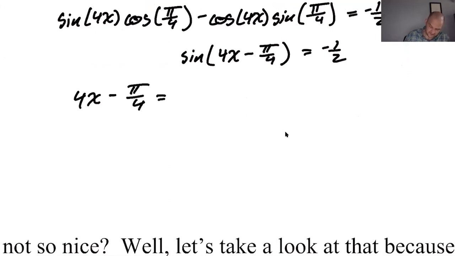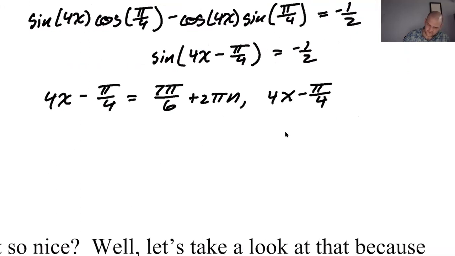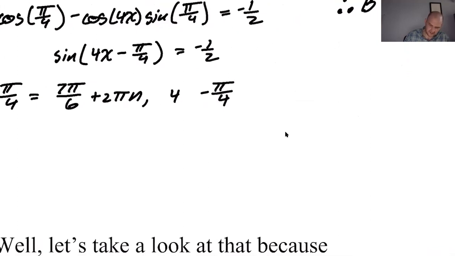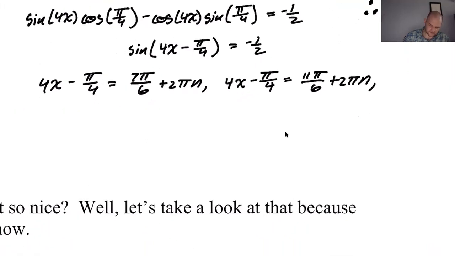Sine rather is -1/2. So 7 pi over 6 plus 2 pi n, or 4x minus pi over 4 equals, my x's are getting weird, it's always on the right-hand side of the iPad screen where this happens. I don't know why. The other place would be 11 pi over 6 plus 2 pi n. And then we'll do n as an element of the integers.